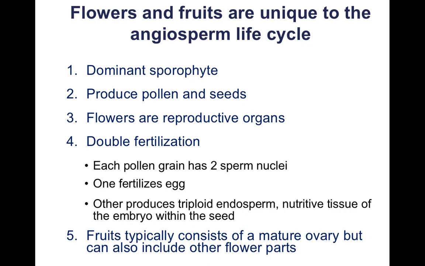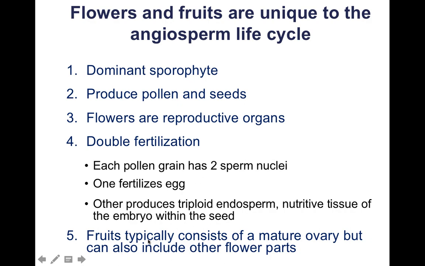So each pollen grain will actually have 2 sperm nuclei. One will fertilize the egg. The other is going to fertilize another cell in the female gametophyte. This cell is actually going to have 2 nuclei. It's called a central cell, and it's one cell. It has 2 nuclei, and the other sperm is going to fertilize that cell to produce a triploid cell, which will then develop into the endosperm. Okay, endosperm. This endosperm is going to be the nutritive tissue of the embryo housed within the seed. So this is really important here. Okay, so double fertilization.